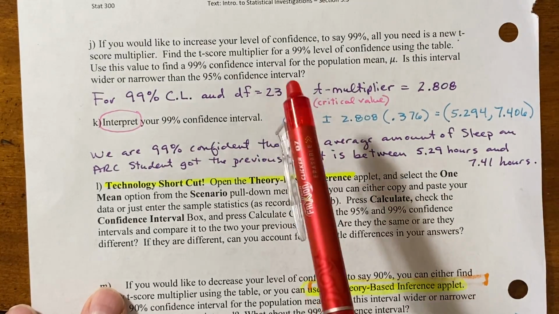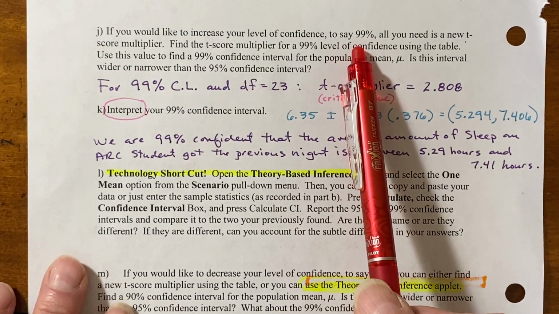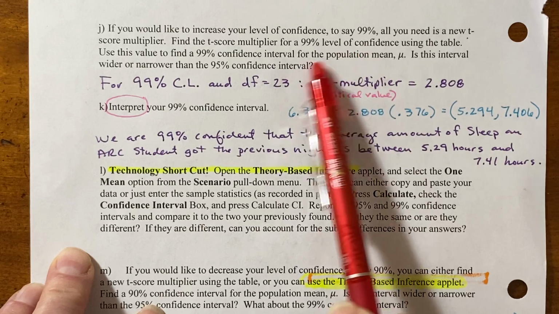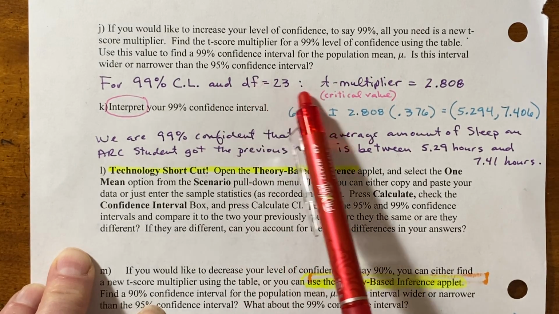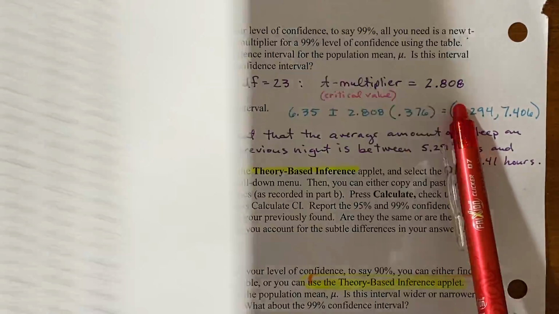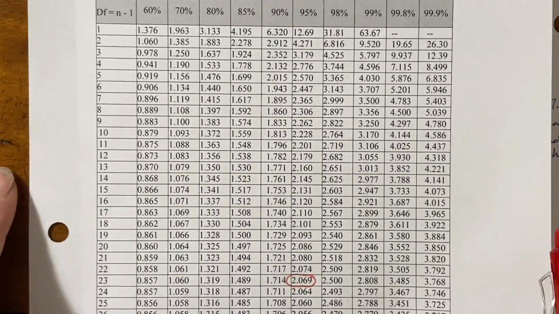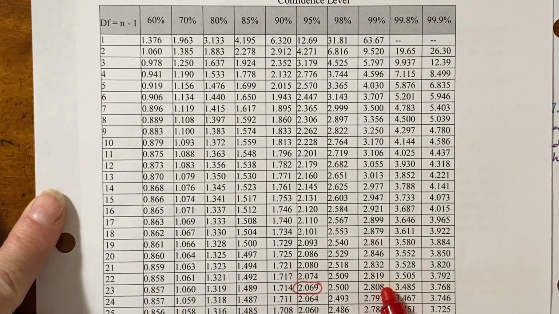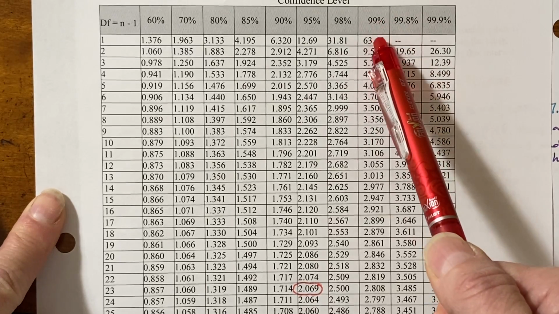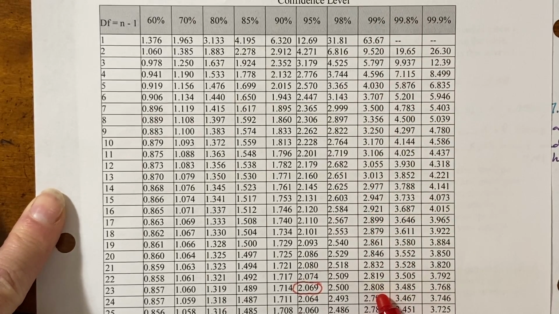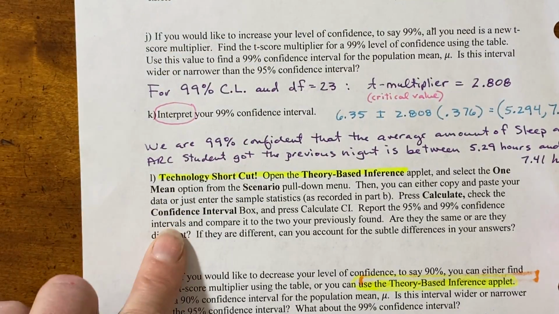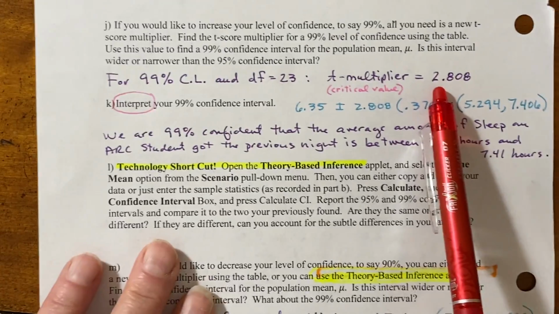If I wanted to find a 99% confidence interval, for 99% confidence level, again, degrees of freedom 23, but now I'm going to move over to the column. There's my degrees of freedom 23. I'm going to move over to 99%. There's the column for 99%. I'm going to use a multiplier of 2.808 for 99%. 2.808 is now my multiplier.